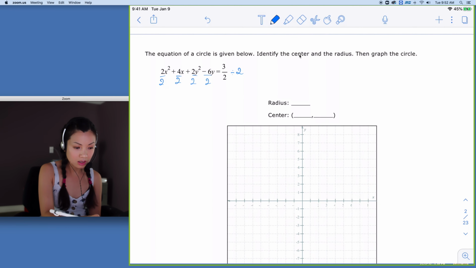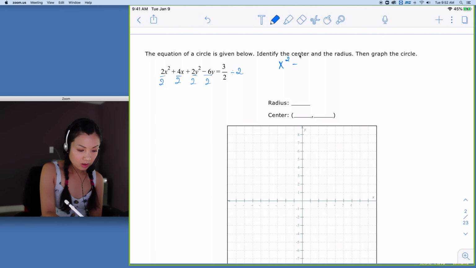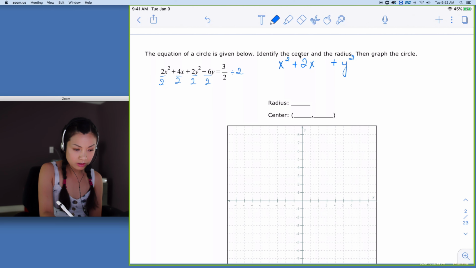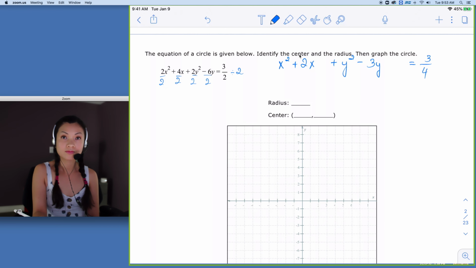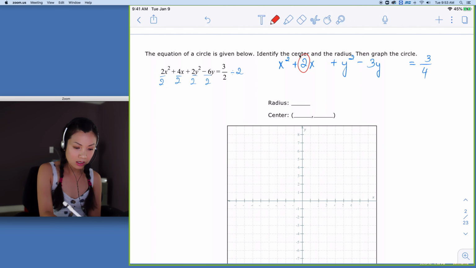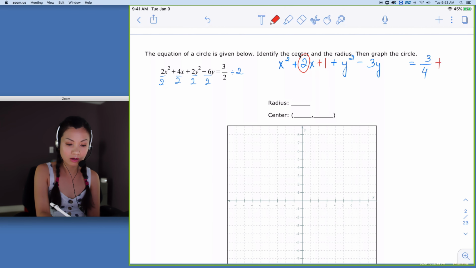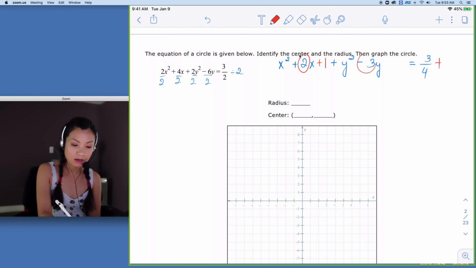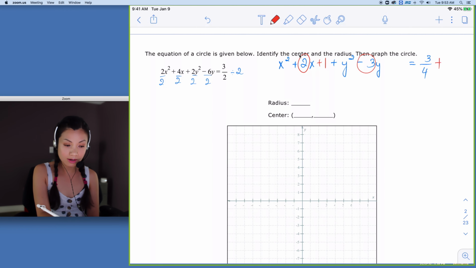So if I divide everything by 2, now what I have is x squared plus 2x plus y squared minus 3y equals 3/4. Okay, now we can complete the square. So if I complete the square, I'm going to do the exact same process. I'm going to take 2, divide by 2, square it. So it's going to be 1. I add 1 over here. Negative 3, divide by 2, square it.